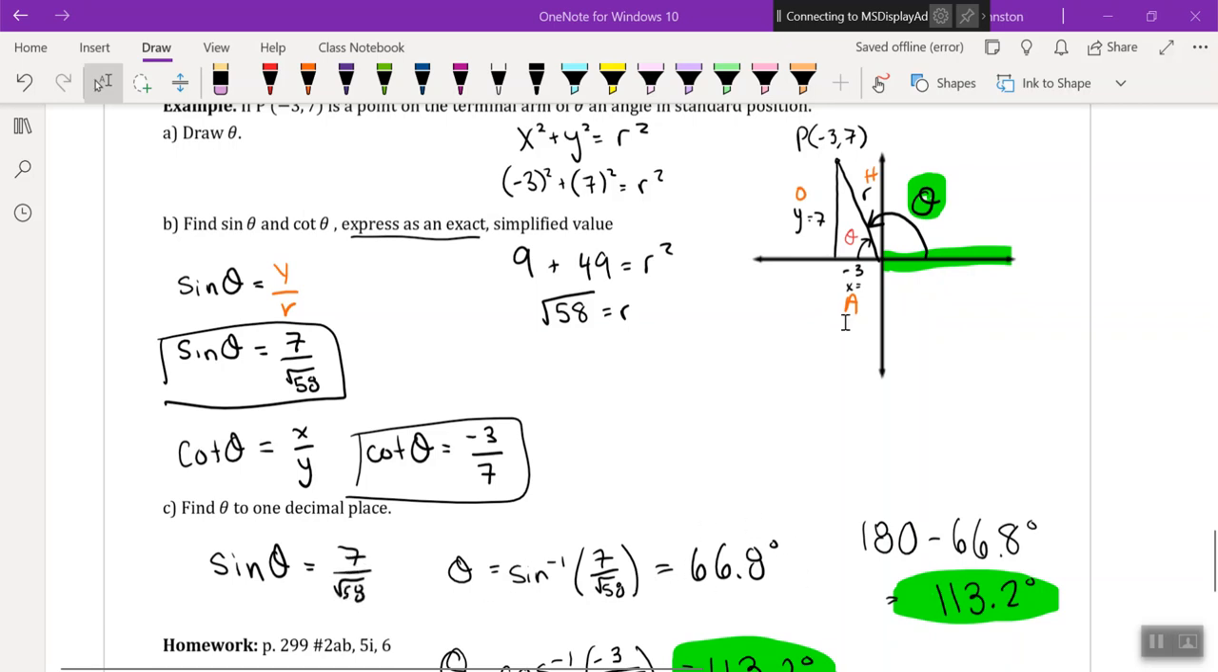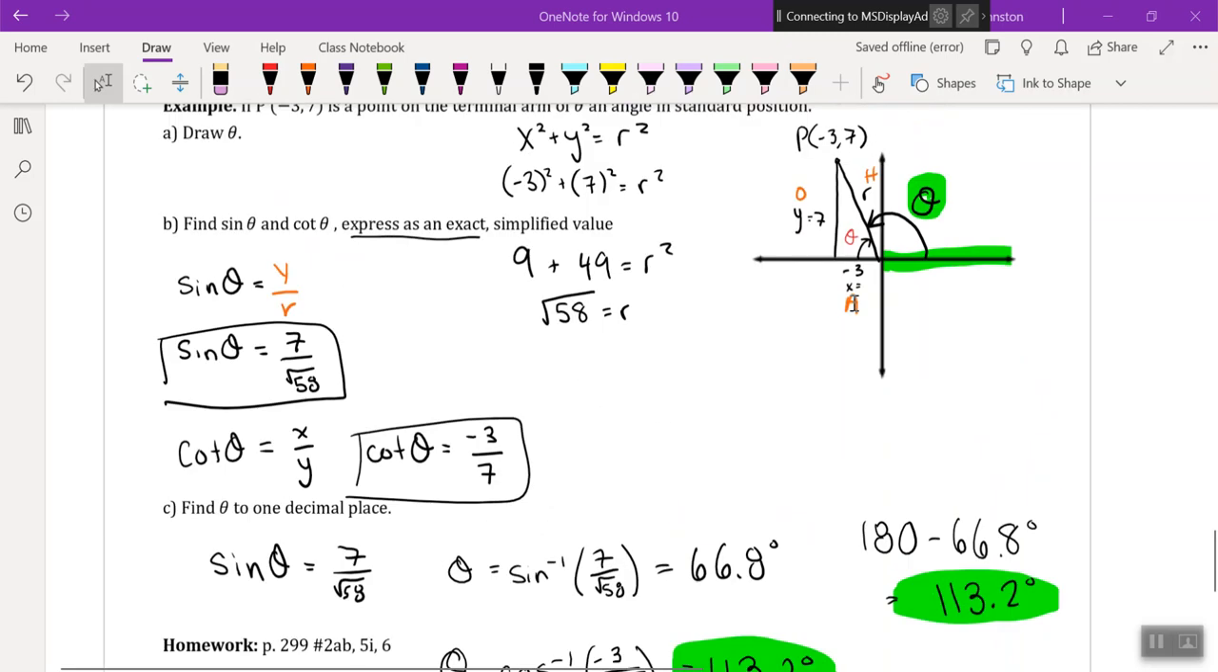But this is not our angle. This angle right here is theta, which is in this lower or smaller triangle. How do we know that? Because we're looking for O and H, O being 7, the H being the square root of 58. So we are using sine here. And then from there, once we find 66.8, we're going to do 180 minus 66.8 to give us actual angle theta.